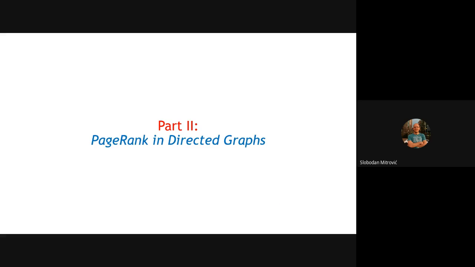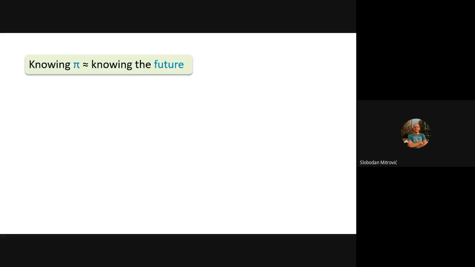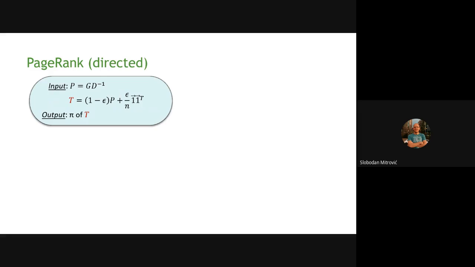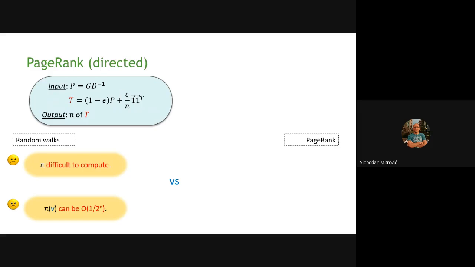Now this takes us to part 2, and we will compute PageRank. Instead of looking at directed walks, we will look at PageRank in directed graphs. Good. So this is again the definition of PageRank. And here is what we said about random walks in directed graphs: pi is difficult to compute, and even if you are able to compute pi, using the same stitching approach would require lots of memory. Now, for PageRank, the situation is not much different.